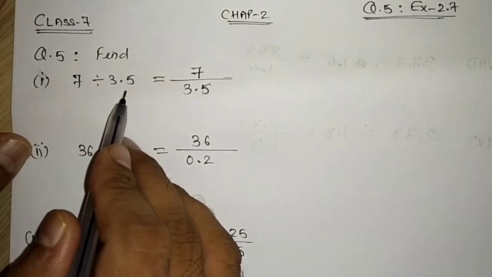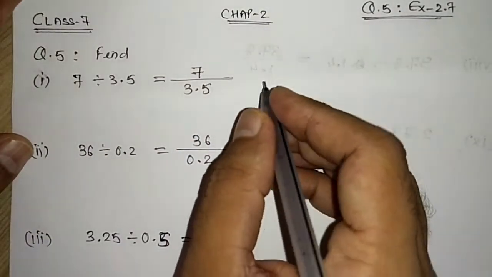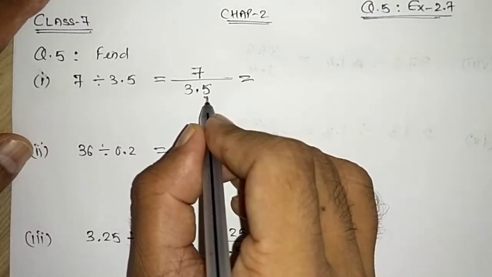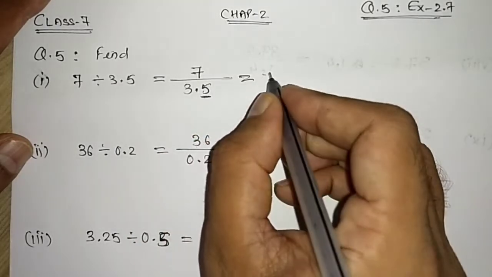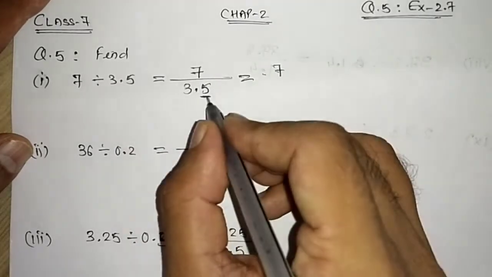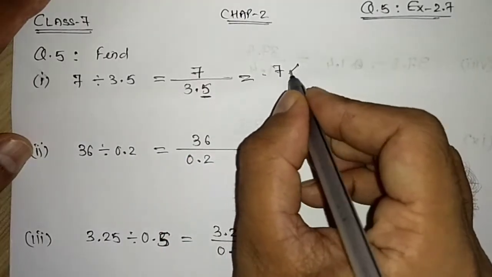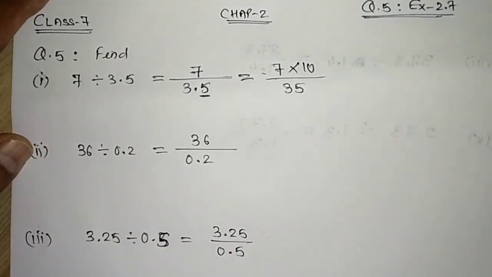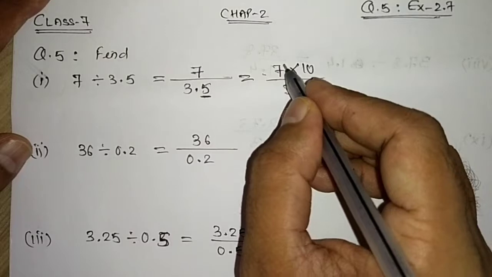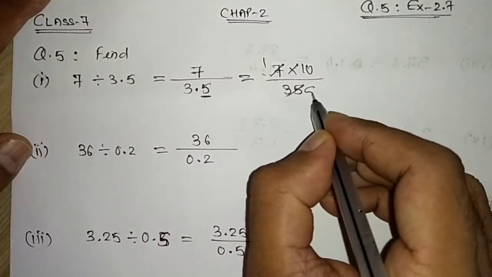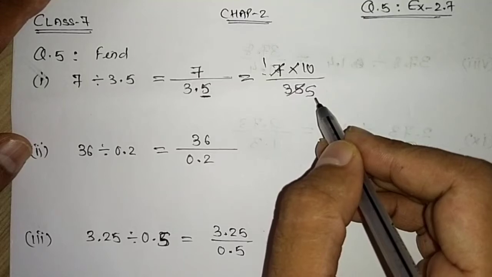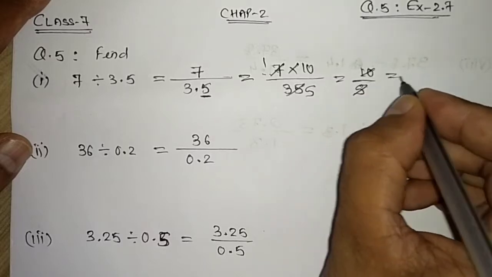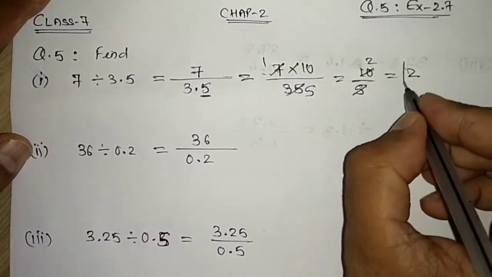7 divided by 3.5 can be written like this. Now whenever there is a decimal point in division, you want to remove it. Count the decimal places, and if the decimal place is 1, you will place 10 in the numerator, so we will get 35 in the denominator. Now you know in 7's table, 7 1s are 7 and 7 5s are 35. So our answer will be 10 divided by 5, 5 1s are 5 and 5 2s are 10. So our answer will be 2.